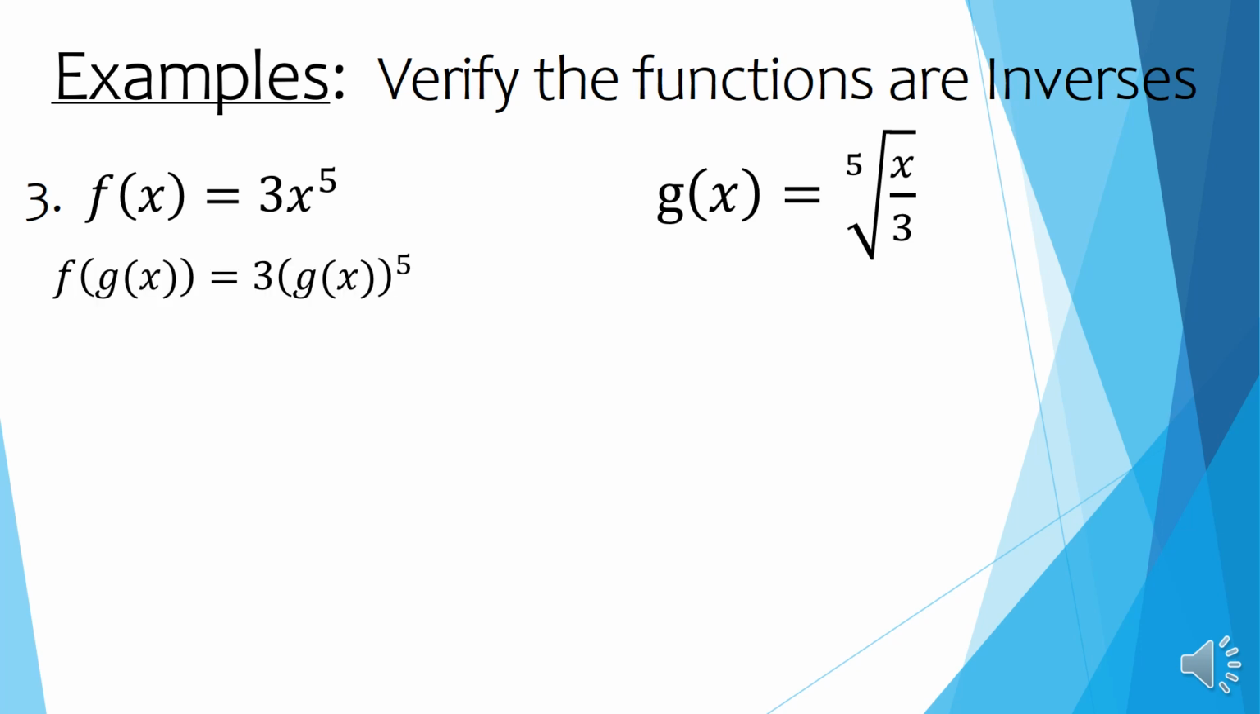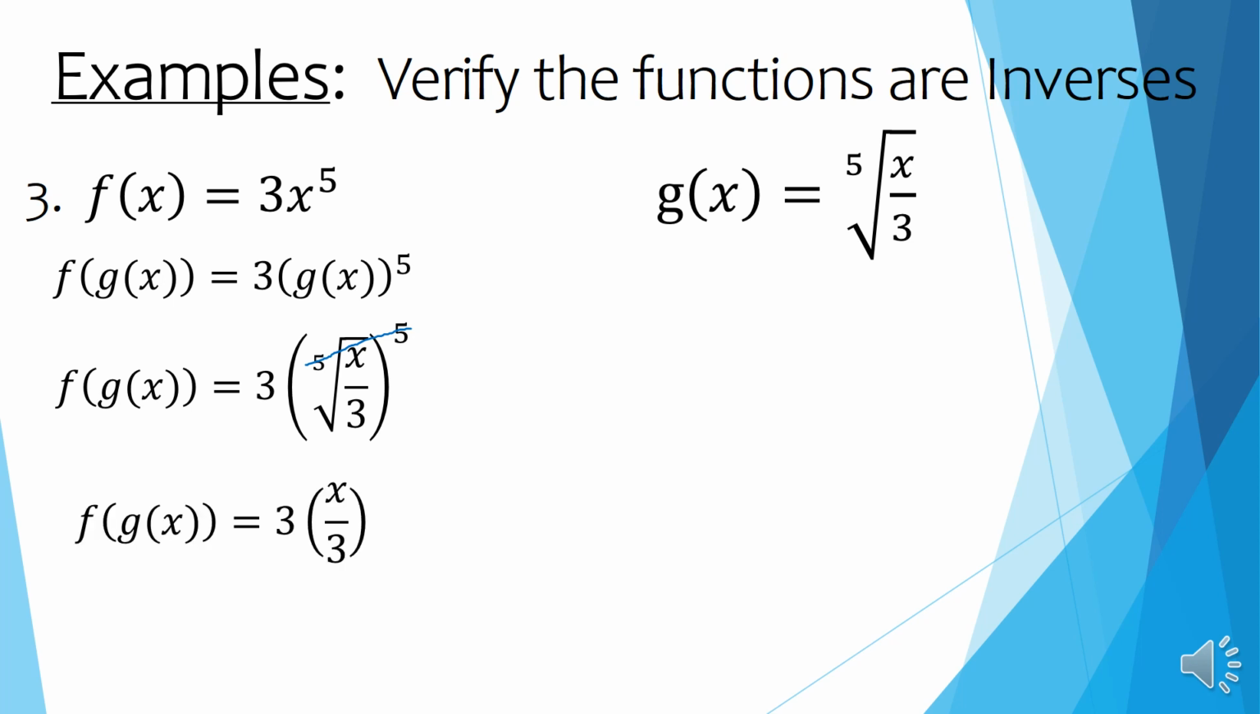That would be 3 multiplied by g of x to the 5th power, which would be 3 multiplied by the 5th root of x over 3 raised to the 5th power. Okay, so a 5th root and a 5th power, those undo each other. That leaves me with 3 multiplied by x divided by 3. Okay, cool. If I multiply by 3 and divide by 3, that's awesome. You can write 3x over 3, or you can just simplify the 3's. So that first composition, f of g of x, does equal x. Good. That's exactly what we want.